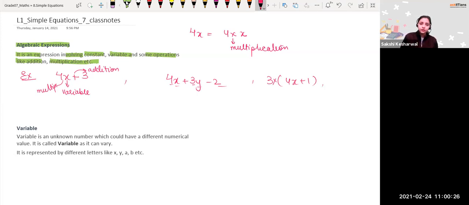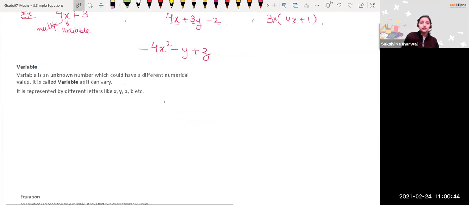I can write like this: 4x square minus 4x square minus y plus z, right? This is again an expression, right? So anything which is written in the form of variables or constants is known as an algebraic expression. Now let's come to what we mean by a variable.